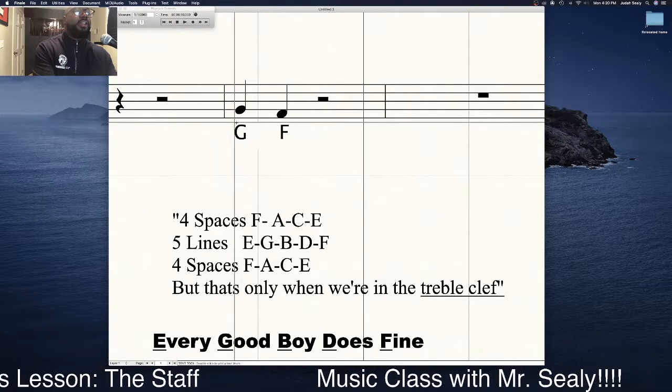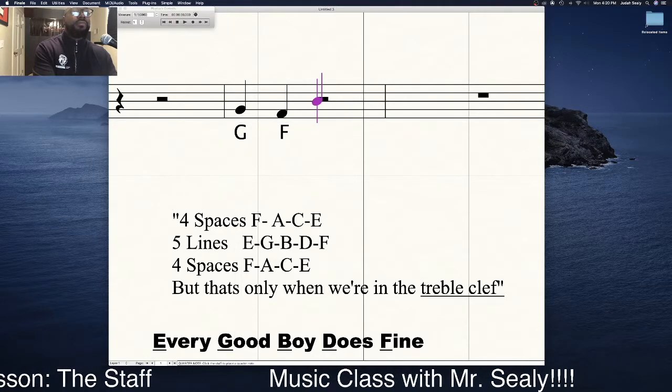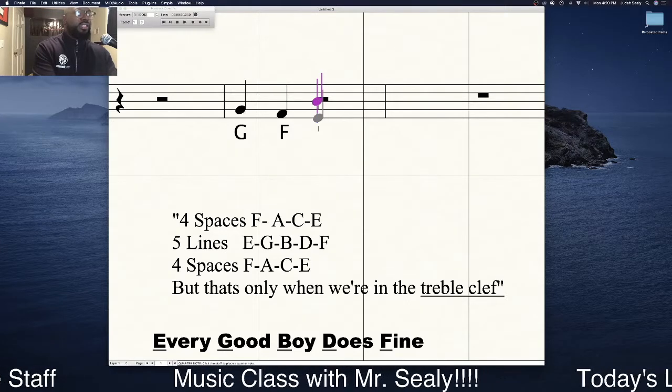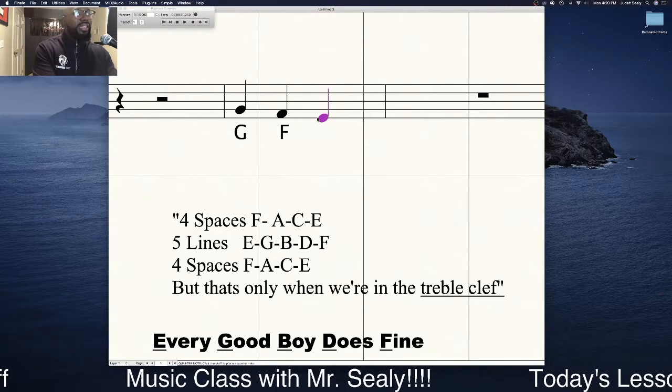So there we go. All right. I'm going to do a couple more. Go a little bit higher. No, let's stay lower. Okay. So this note, tell me what this note is.